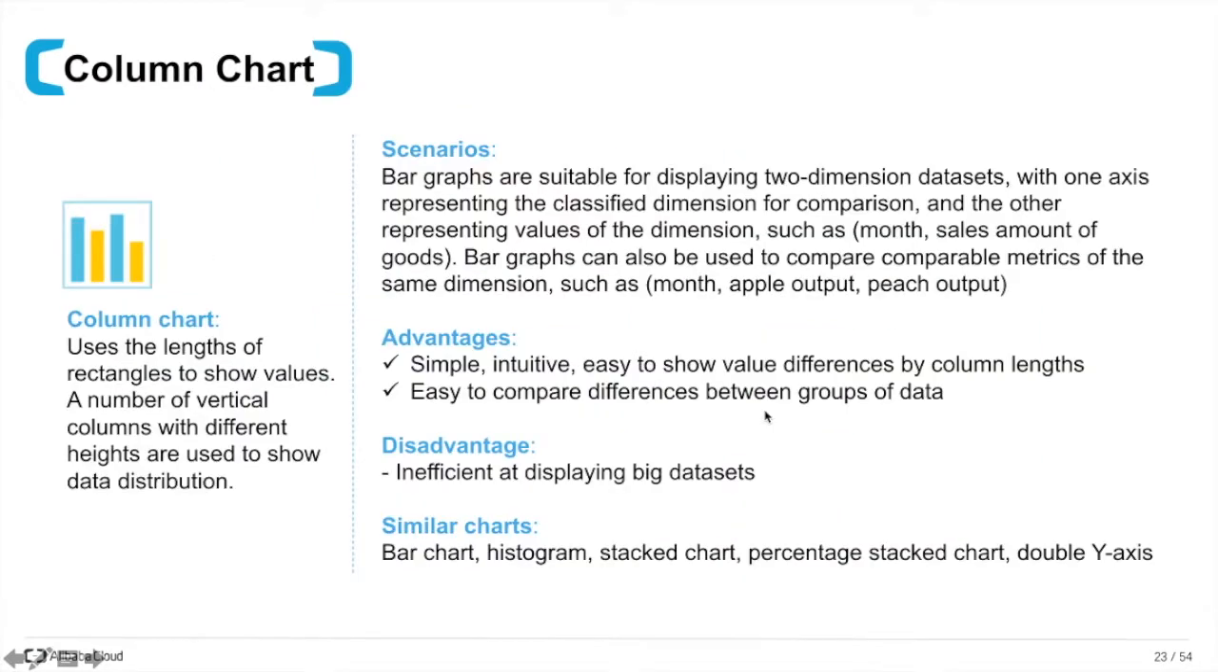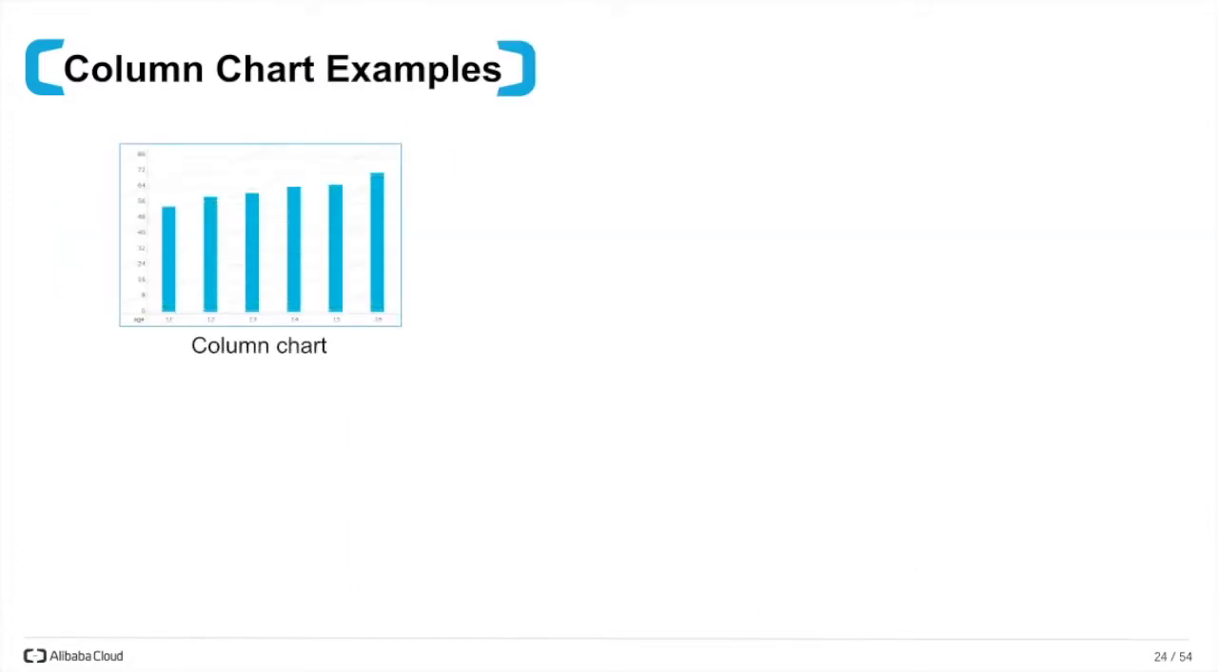Column charts. I believe this is the most common one when we do data processing. We use the length of the rectangles to show the values. A number of vertical columns with different heights are used to show the data distribution. Let's take some examples here.